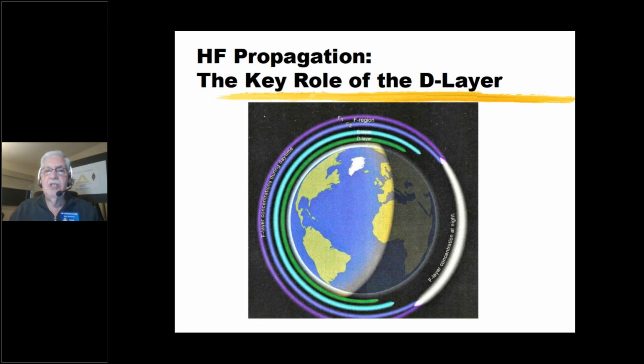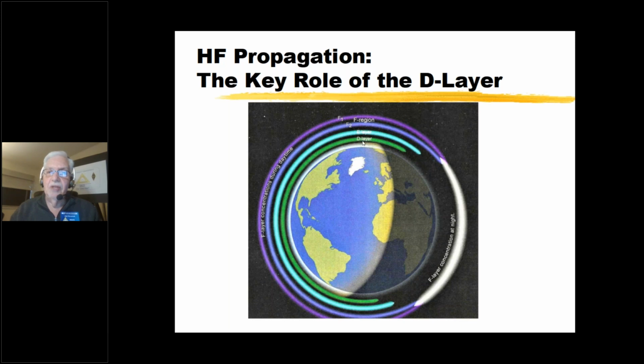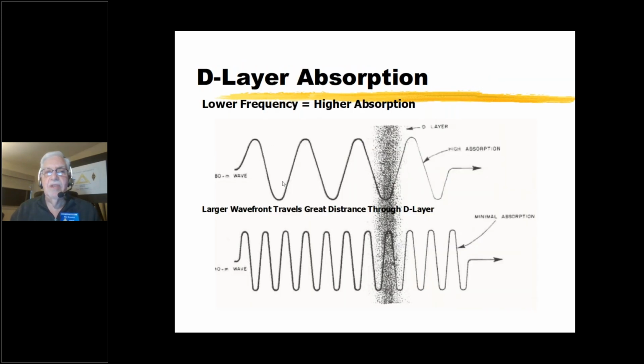So HF propagation is key to the D layer of why this happens. Let's look at the reason why. The D layer absorption, as we're about to talk about, is really key. What happens is with the D layer when it exists, the D layer tends to absorb lower frequency signals. Here's an example of an 80-meter wave, goes up and down, hits the ionosphere, because of the wavelength, spends a lot of time in the D layer, and the D layer ionization absorbs a lot of the signal, and the signal comes out the other side either weak or non-existent.